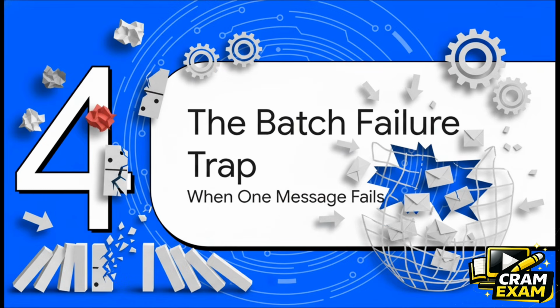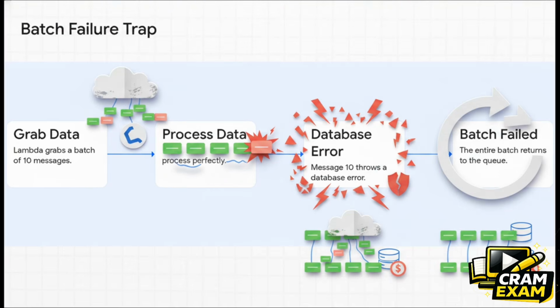Section 4. The batch failure trap. Now, here is exactly where people mess up. This is where the costly failures happen. Developers will write their code to process that batch of 10 SQS messages. Messages 1 through 9, they process perfectly. But message 10 throws a database error, and the entire function crashes. So, what happens to those first 9 successful messages?